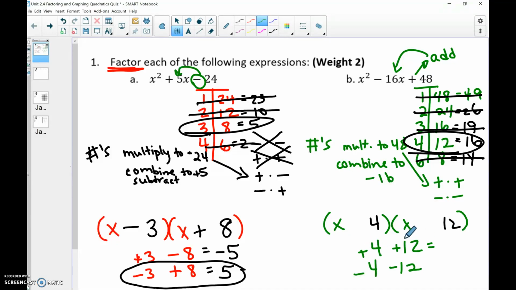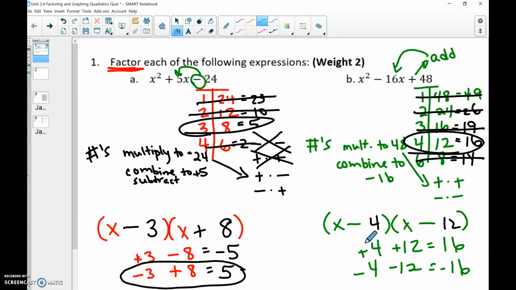What's positive 4 plus 12? That gets me positive 16. Negative 4 minus 12 is negative 16. Well, which one am I trying to get, positive or negative? Look back at my problem, and it's negative 16, so both signs should be a subtraction sign. And then there's my answer.